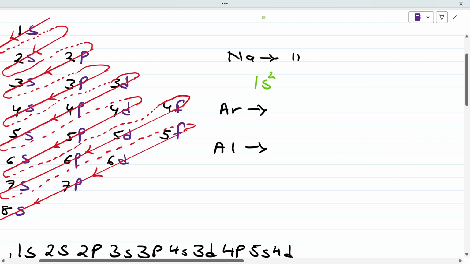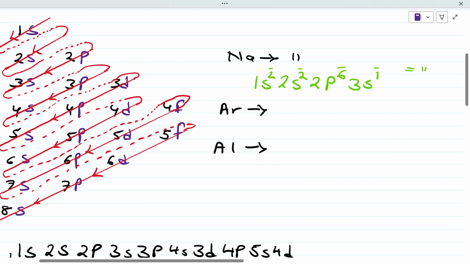The next one is 2s, and the s orbitals have capacity of 2. Then I move to p. From 2s I move to 2p, and p orbitals have a capacity of 6 electrons. Now lastly I'm going to 3s1. So if you check that, I'm having 2 plus 2, 4 plus 6, 10 plus this one gives me a total of 11 electrons.